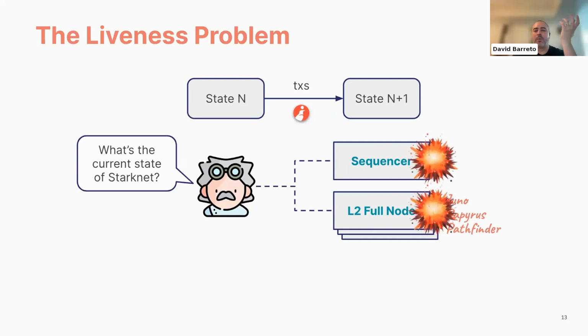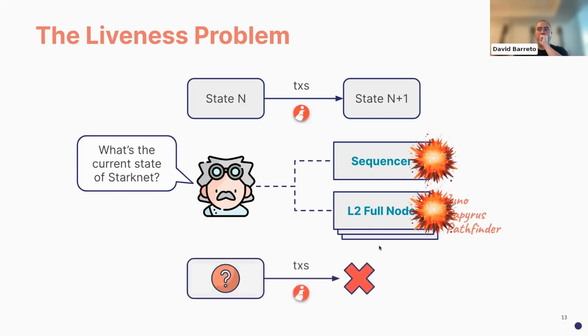But the question is, what happens if, in a crazy scenario, the sequencer stopped responding and then all the layer 2 full nodes also stop responding, which is a very extreme scenario, right? Because at least with layer 2 full nodes, you have plenty of redundancy. Well, if that happens, it means that you're not able to know what the current state is. So even if you know the transactions that should be executed next because they're part of a block, you won't be able to transition to the next state, because you need to know the current state in order to transition. So in that case, Starknet will get stuck.